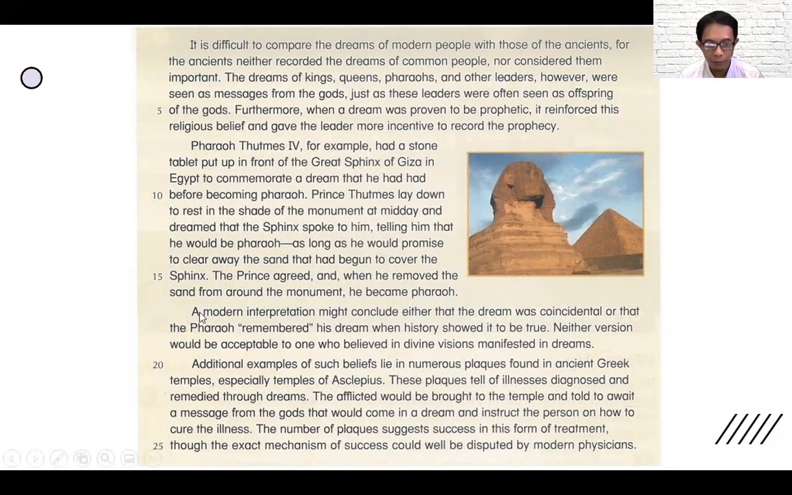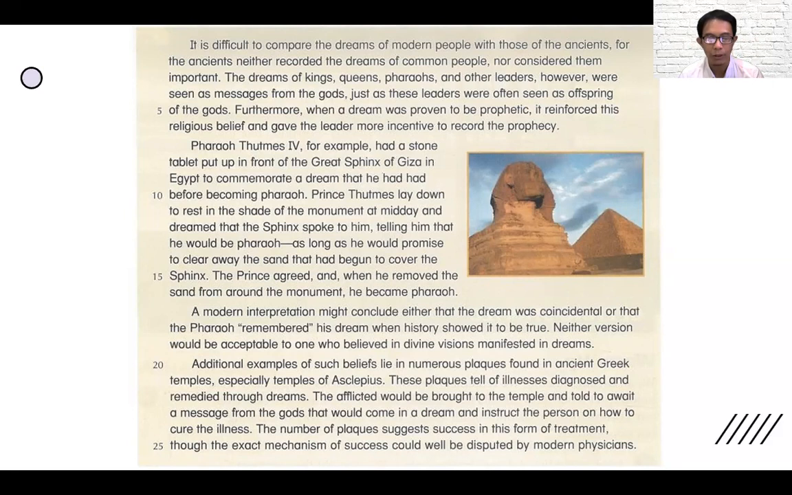Next, in the next paragraph, you will have a modern interpretation might conclude either that the dream was coincidental or that the pharaoh remembered his dream when history showed it to be true. Ini berbicara tentang interpretasi orang zaman sekarang tentang pharaoh tadi. Mungkin kebetulan saja mimpinya menjadi kenyataan. Atau mungkin dia mencatat mimpinya ketika itu jadi nyata. Itu interpretasi orang modern.